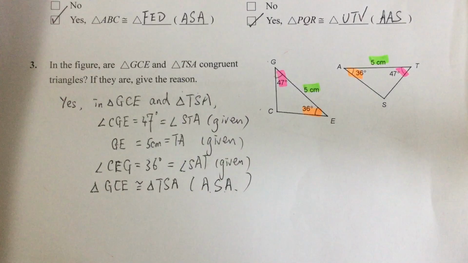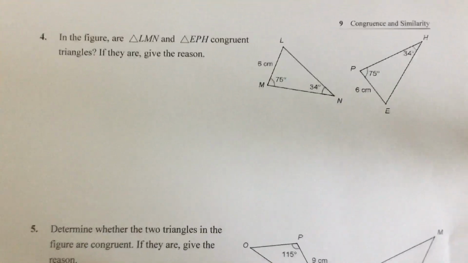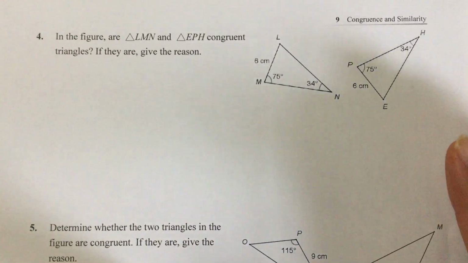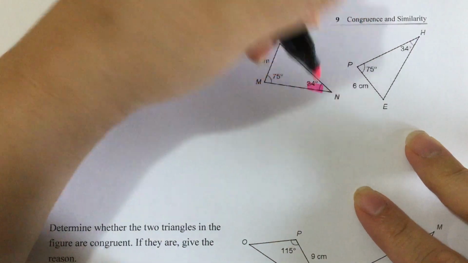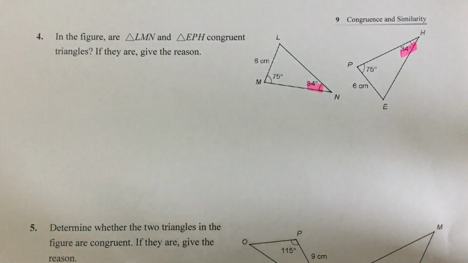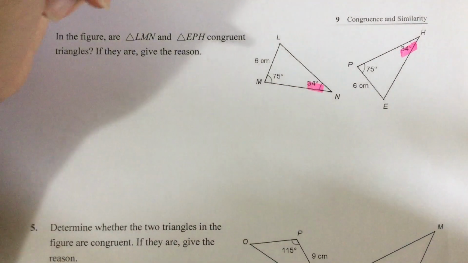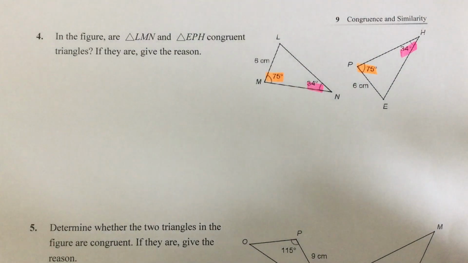And then we will go to question 4, okay? So let's look at the question. We are going to prove whether they are congruent or not. In case this one is also congruent, we have 34 degrees and 34 degrees. This is the first condition that we have. And the second condition is the 75 degrees and 75 degrees. Once again, these two are very important.